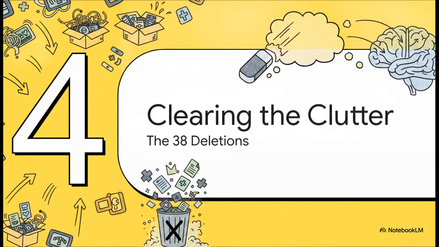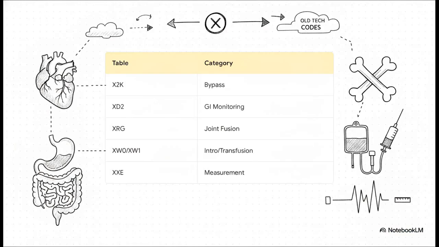Okay, Section 4. Clearing out the clutter. So all 38 of the deletions for FY 2027 occur specifically within retired new technology tables. Basically, we're clearing out old tech codes for cardiovascular bypass in Table X2K, GI monitoring in XD2, joint fusion in XRG, introductions and transfusions in XW0 and XW1, and physiological measurement in XXE. Grouping them like this is super helpful because it means you know exactly which sections of your software or your manual to mentally and literally purge.